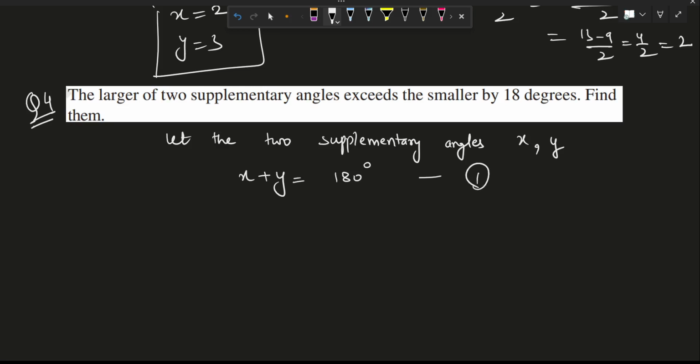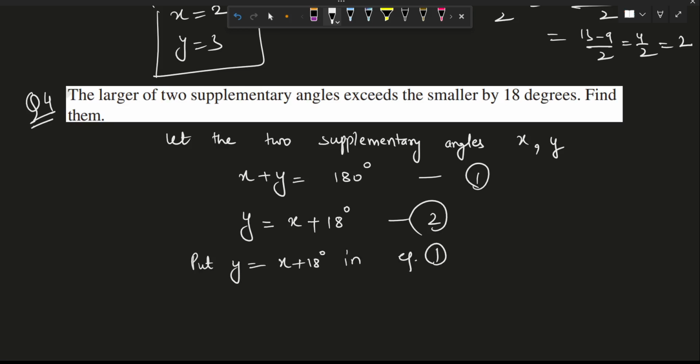Now it says larger of the two angles. Let's say y is the larger angle. So y is equal to, it exceeds the smaller. So if it is larger, it is greater than the smaller one. So x is smaller, x plus 18 degree. That's your second equation. You already have a variable in terms of another one. So put it back in the first equation. So put y equals x plus 18 degrees in equation 1.